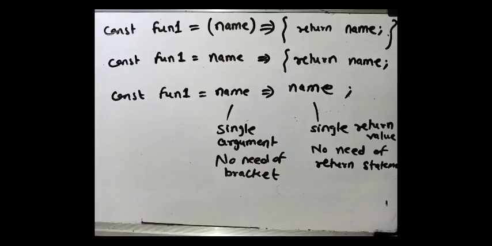In the third line you see there is no bracket as well as no curly bracket, and no return statement. And the reason is that if you have a single argument, no need of bracket. If you have a single return value, no need of return statement.